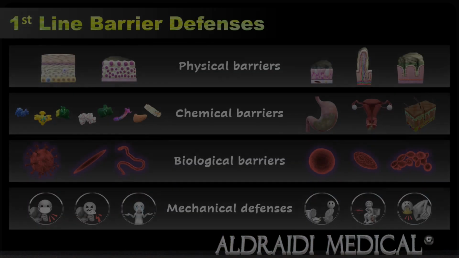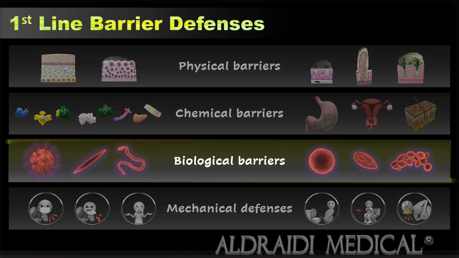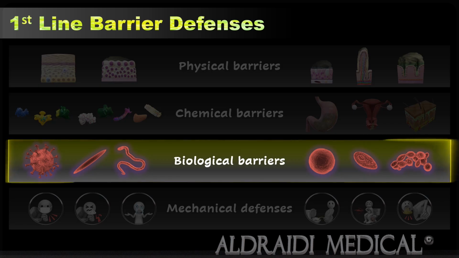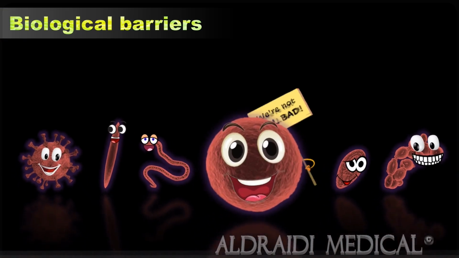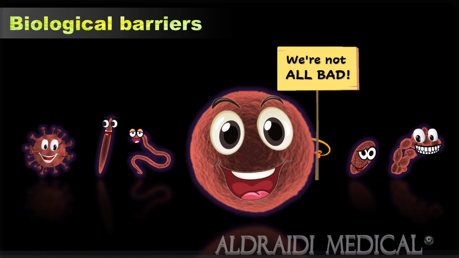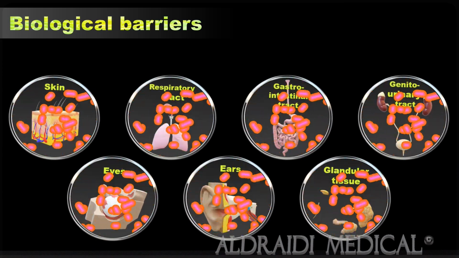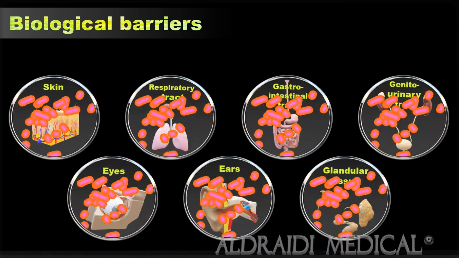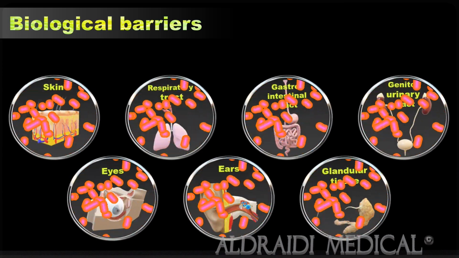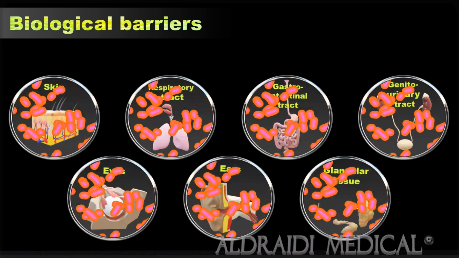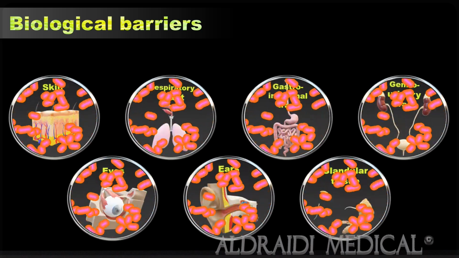The next of our first-line innate barriers is the biological barrier, which is represented by our friendly microbiota that shares our body. These beneficial microbes are present on all barrier surfaces in enormous numbers, and they constitute an ecosystem that contributes to our defenses against infecting pathogens.